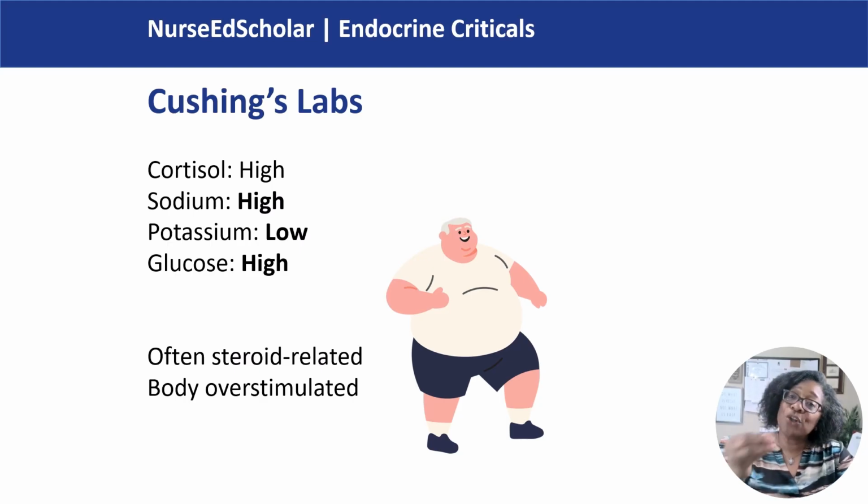So the blood pressure is going to increase because of two reasons. One, they have high sodium, so the body is retaining water to try to dilute the sodium, so it's going to hold water. But then on top of that, increased cortisol causes vascular constriction.